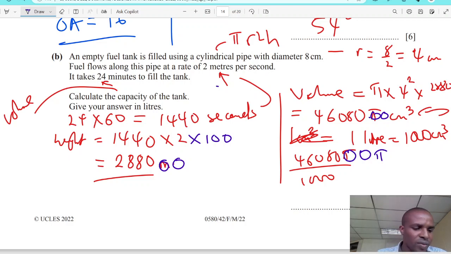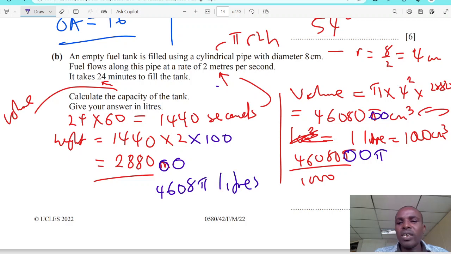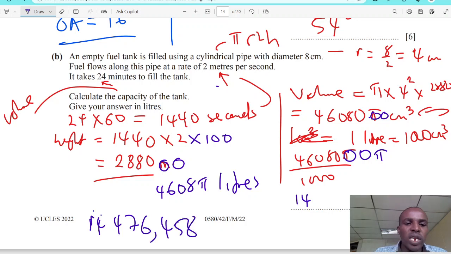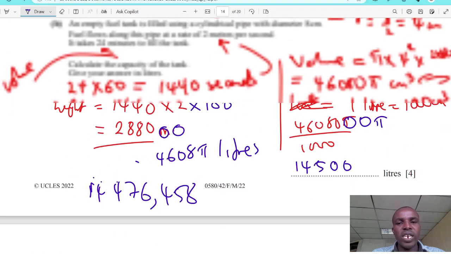46080 pi divided by 1000. Actually, just moving the decimal, it is 4608 pi. This will be liters, right? Then convert, it will be 14,476.458, to 3 significant figures, 1, 2, 3, is 14500 liters. Just like that, done. Right, no more question.